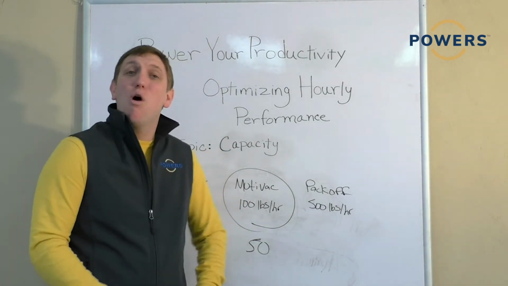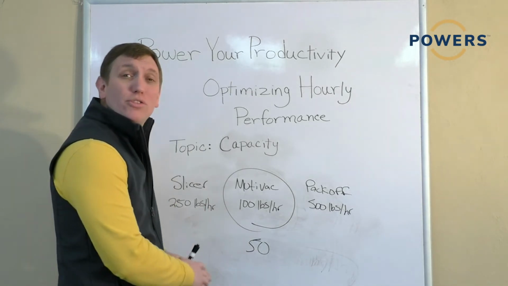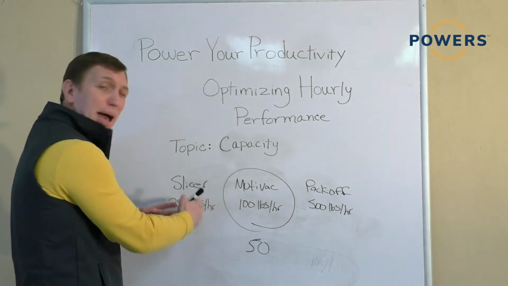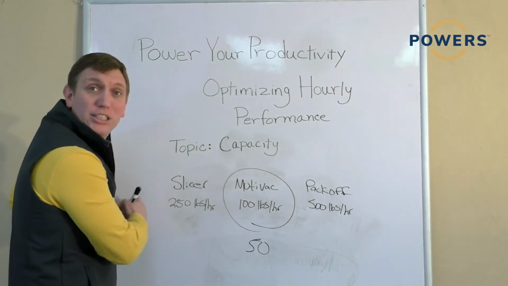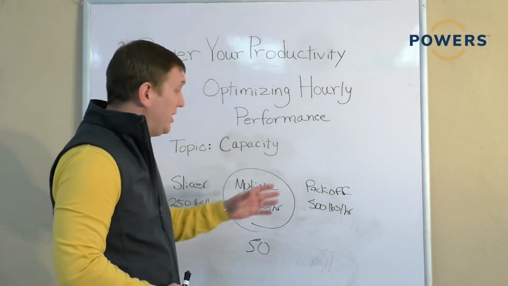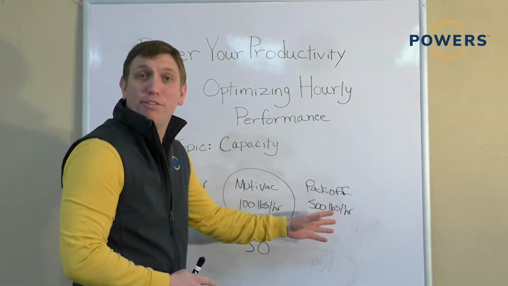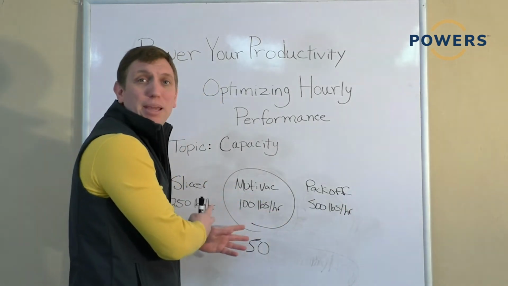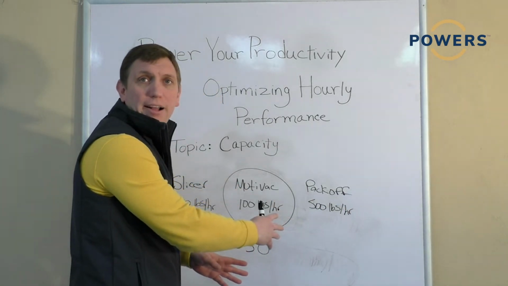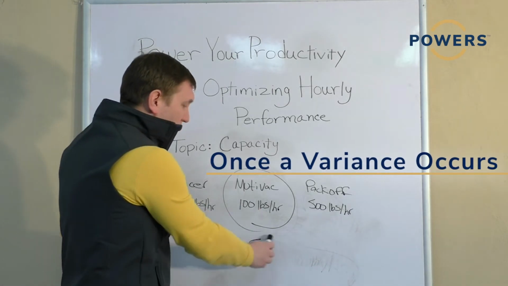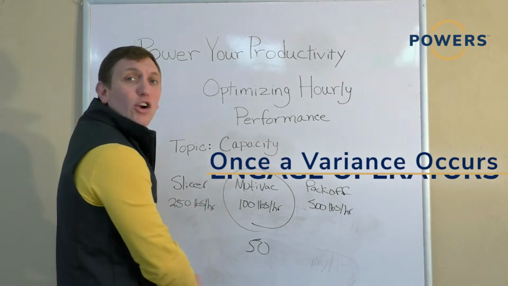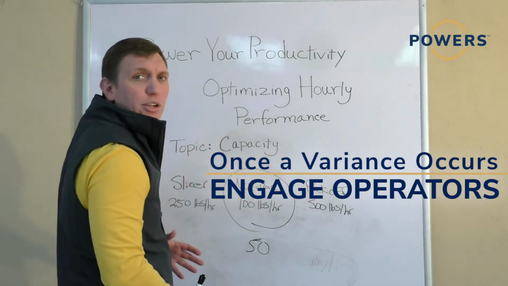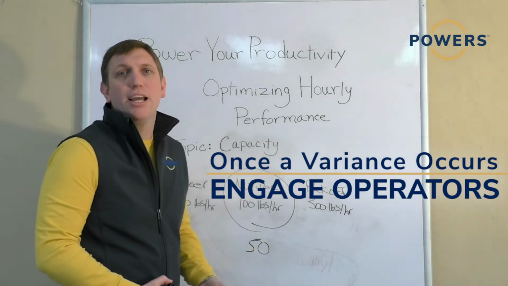I have to find out where that's stemming from and where those variances are occurring. That could be upstream in my process, meaning back at my slicer or the inputs going into my slicer, or it could be downstream in my pack-off area. I may have a bottleneck occurring there that I don't realize is actually preventing me from running my multi-vac. Once we understand that a variance has occurred, we need to start engaging our operators out on the floor and understanding the upstream or downstream variances that are affecting us.